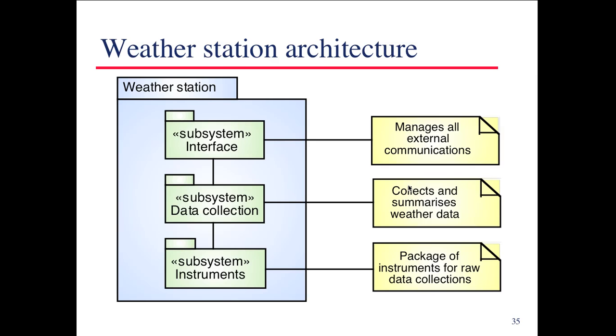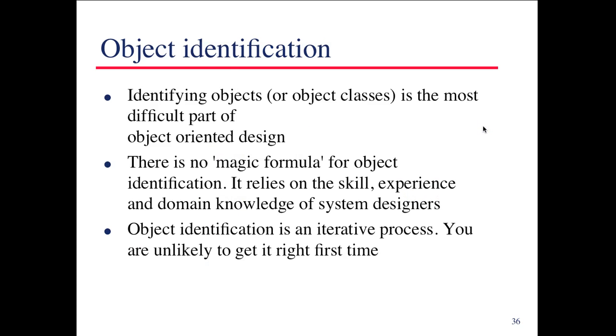So here's the weather station architecture. Another way of representing it. We don't have classes here. We have objects. We have the interface, the data collection, the instruments. We have little notes. These are notations in UML, actually. It's like a stick-em note. That's why they're yellow. A stick-em note. Manages all the external communications, collects and summarizes the weather data. You can do that if you want. You can actually put little notes on the diagram like that if you wanted to.